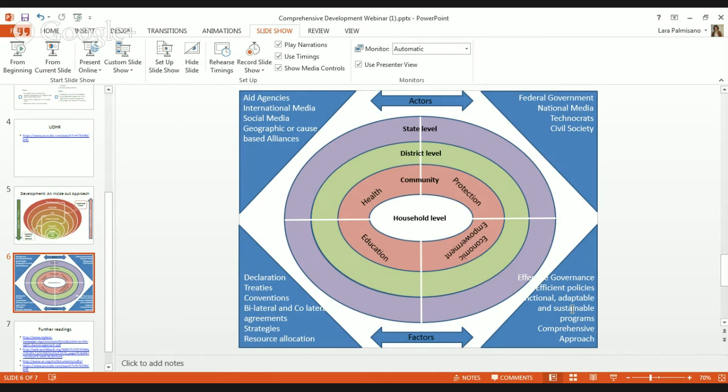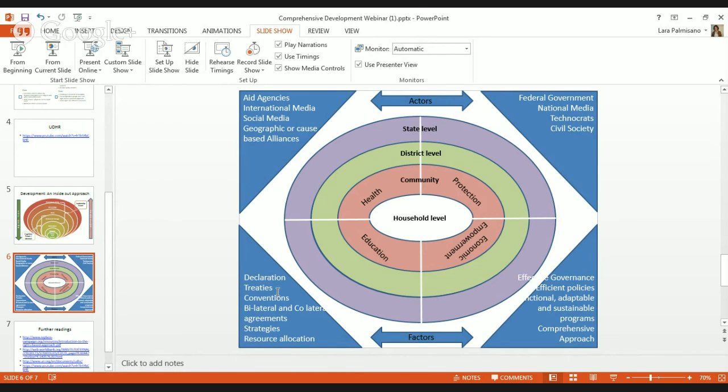Yes, you can set some milestones, but still, if the program is 2 years or 3 years or 5 years, it won't bring those desired results which we are looking for. And the final and foremost is the comprehensive approach. If we only focus on health but not on education, it will not address the problem.